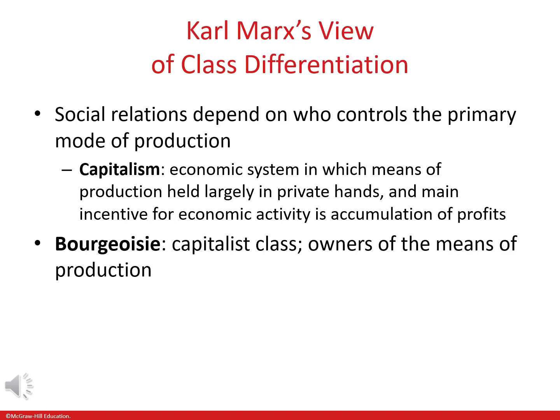Karl Marx believed that social relations depended on who controls the primary mode of production. The primary mode of production would be controlled by the bourgeoisie. So they are the capitalist class, the owners of the means of production, the ones who own the companies. They're the ones who generate wealth without actually having to continuously work. And capitalism is an economic system in which the means of production are held largely in private hands, and the main incentive for economic activity is accumulation of profits.